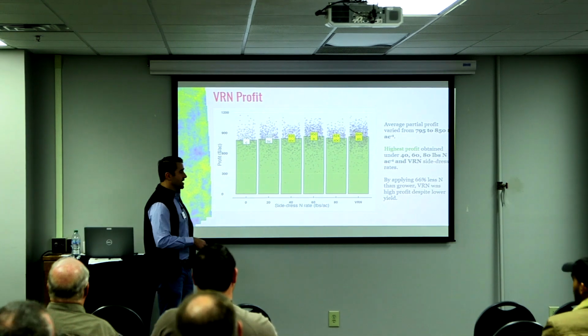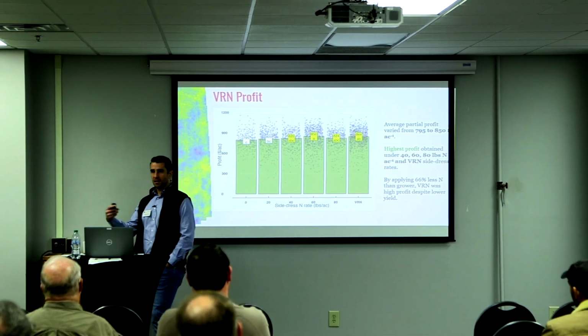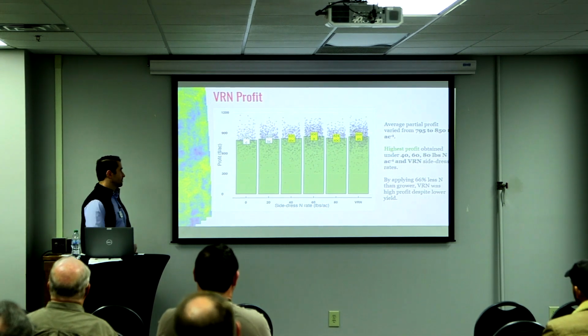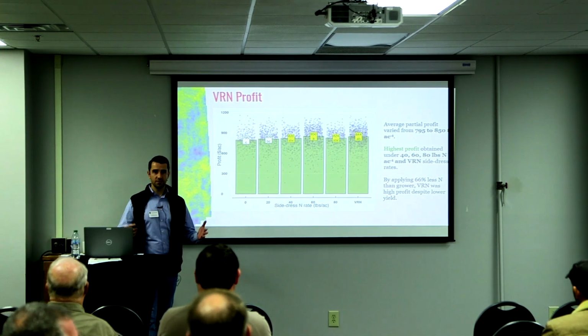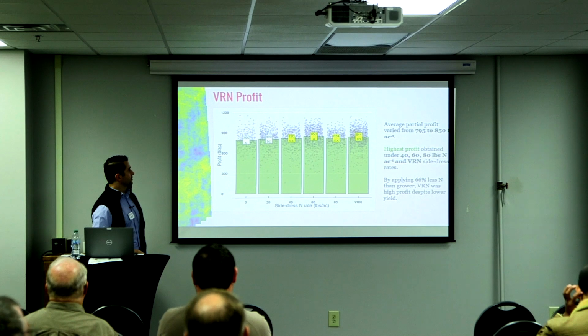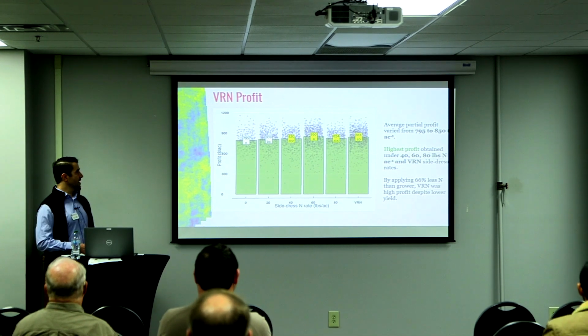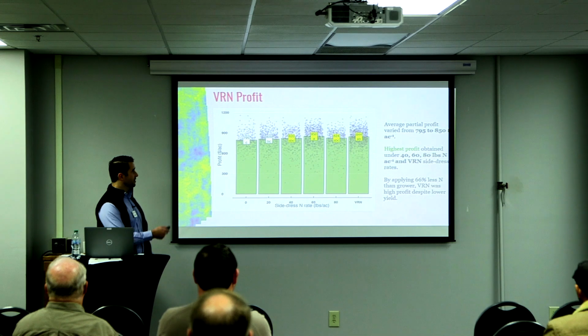This is basically how much yield he got minus the cost of fertilizer. It's just a very simple profitability math here. It's not a very complex one that includes all the inputs, right? So we see here VRN did not optimize yield, but it did optimize profit along with other treatments as well.